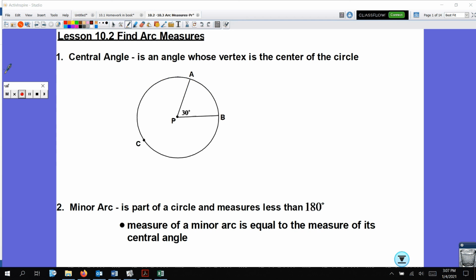All right, today we're talking about two lessons, okay? So don't be scared, it's just a bunch of words, it's not gonna be a big deal. So first we're gonna talk about lesson 10.2, find arc measures.